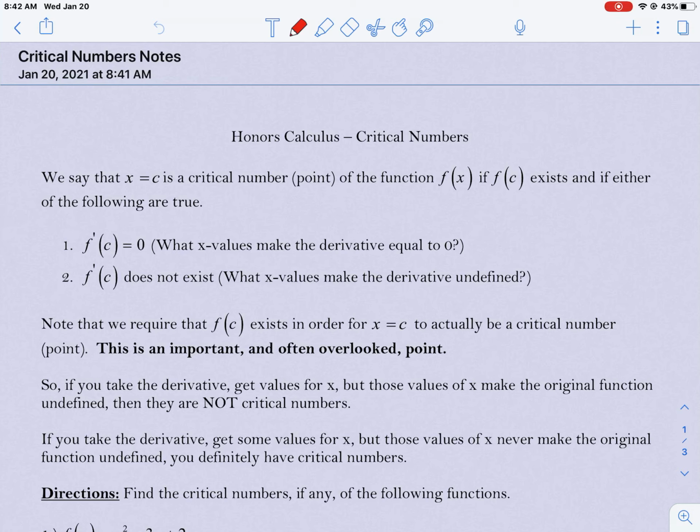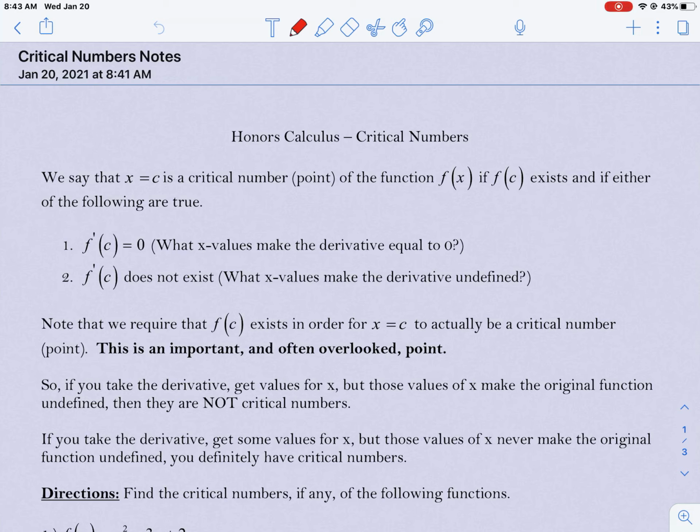We say that x equals c, so x equals a number, is a critical number of a function, any function, if when you plug in that value for x, your original function does exist, and one of two things is true: either the derivative is equal to 0 or the derivative doesn't exist.